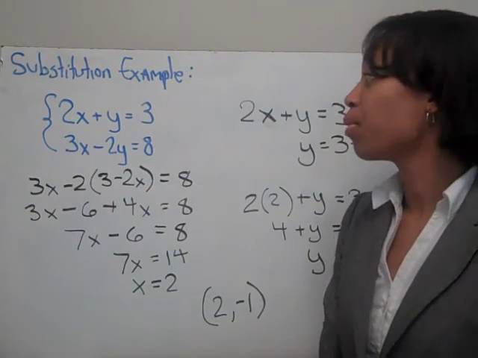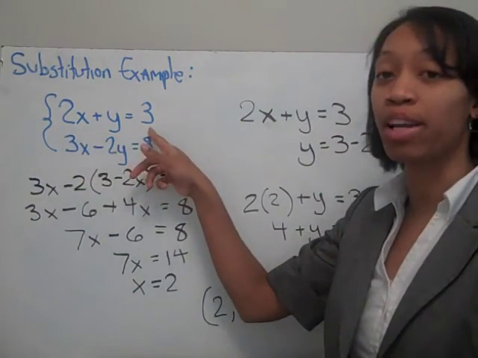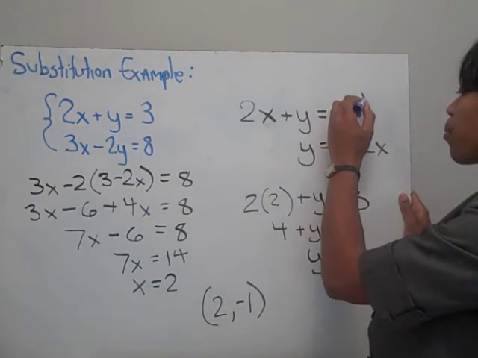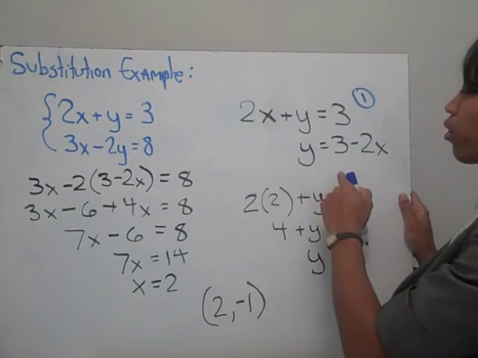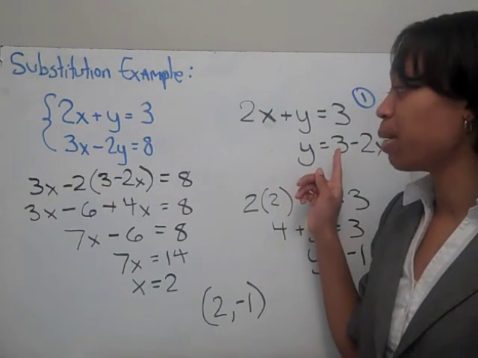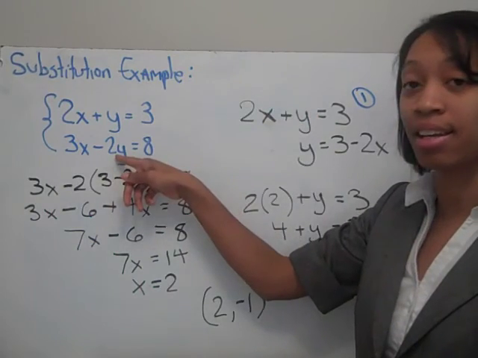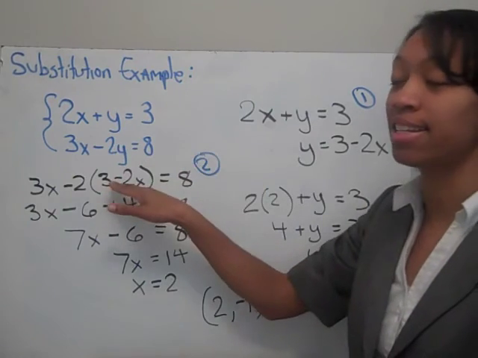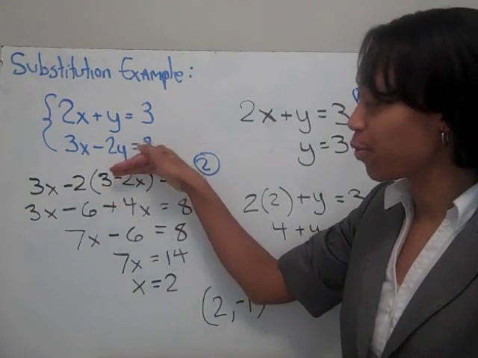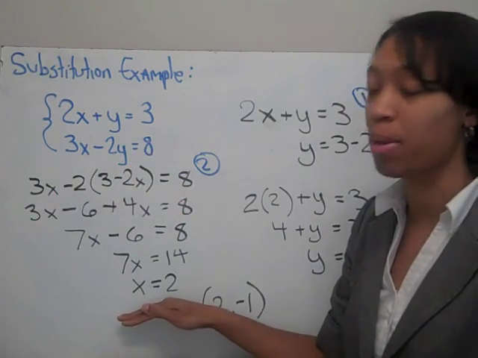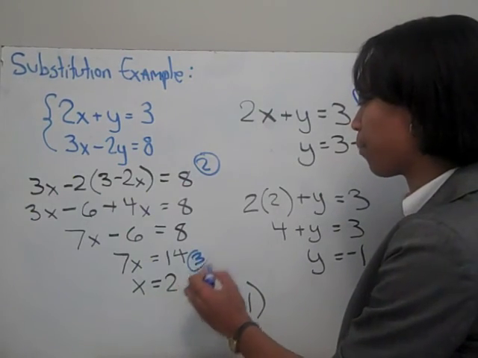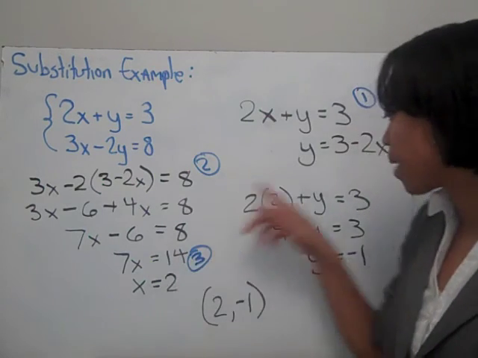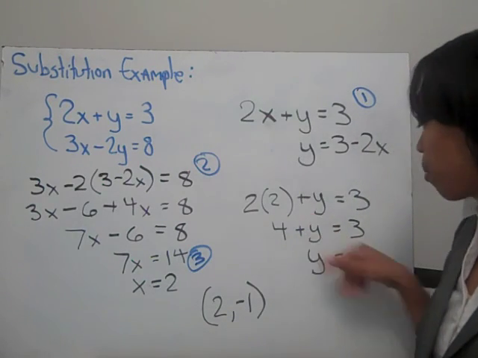The first step was for me to take the top equation and to solve for one of the variables. The next step was for me to plug this into the other equation. I took this and I plugged it into the other equation. The third step was for me to solve for x, the remaining variable. And the last step was for me to take this and plug it back in to find the other variable, y.